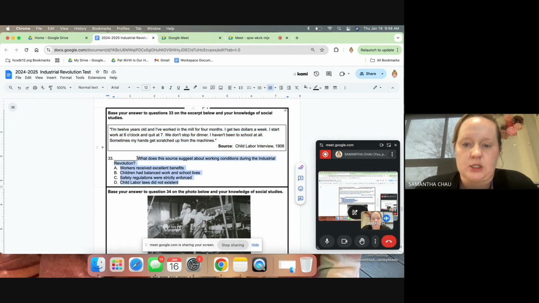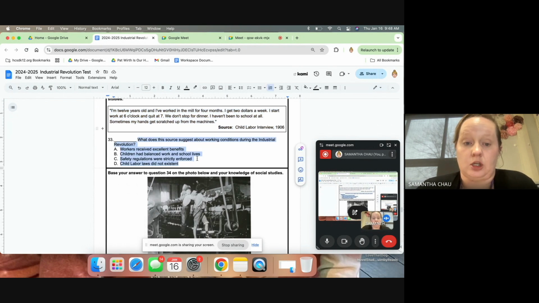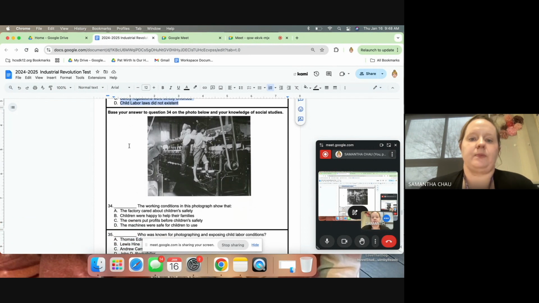What does this source suggest about working conditions during the Industrial Revolution? Workers received excellent benefits. Children had balanced work and school lives. Safety regulations were strictly enforced. Child labor laws did not exist.